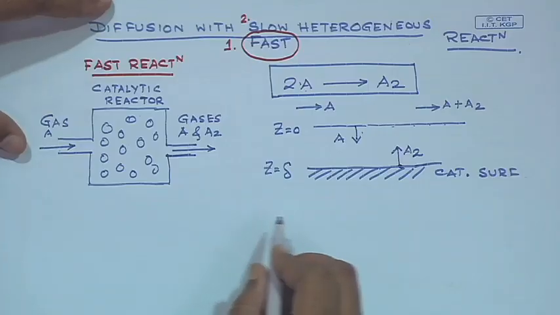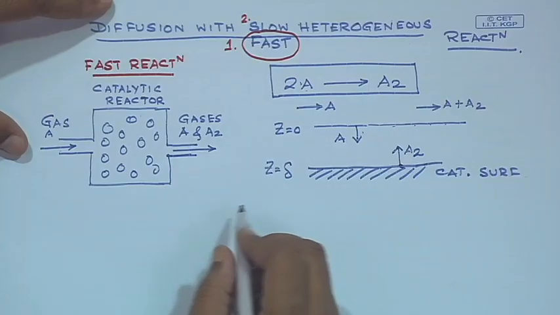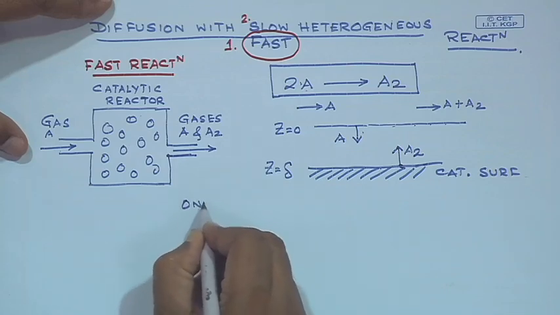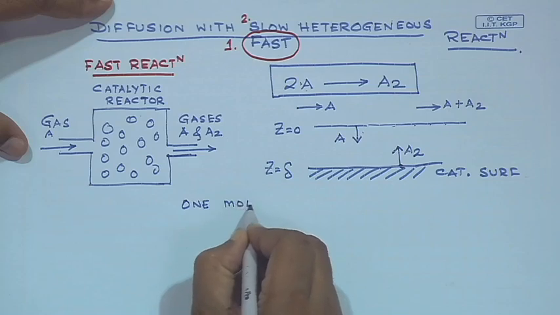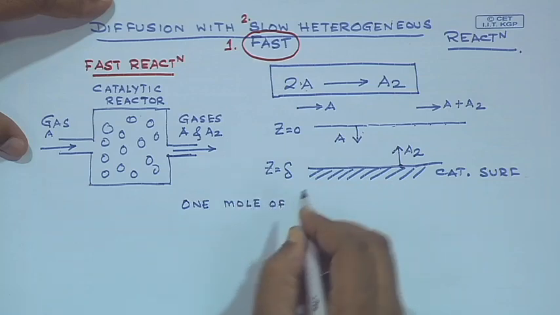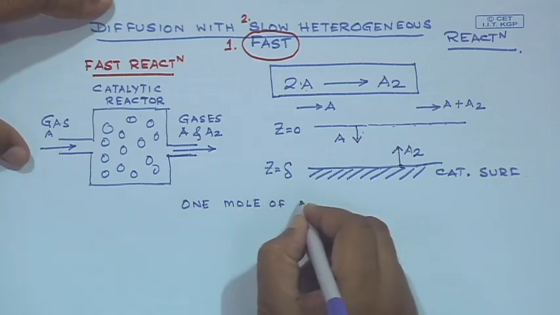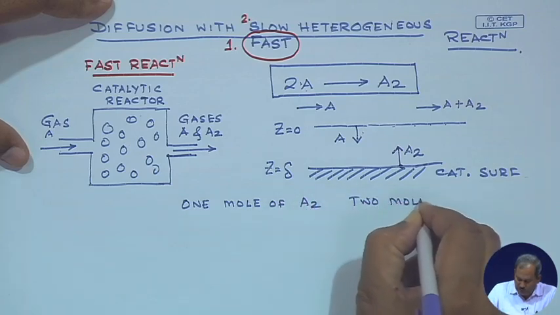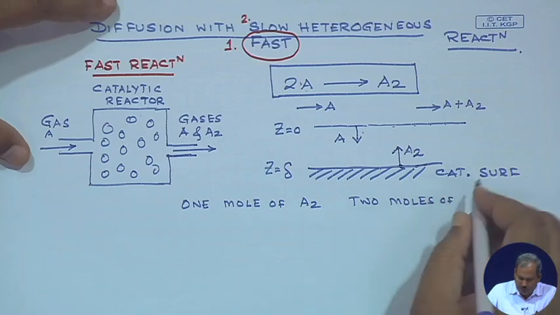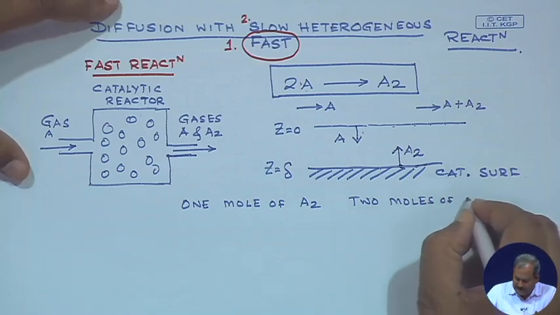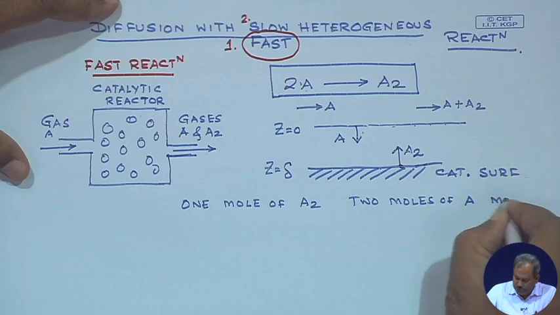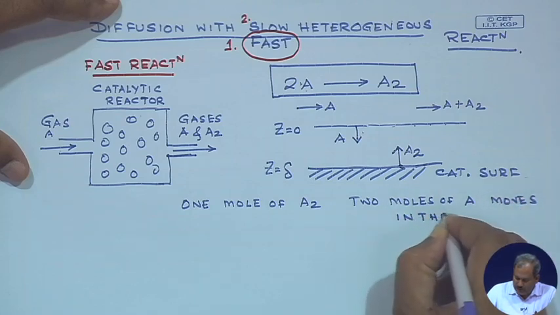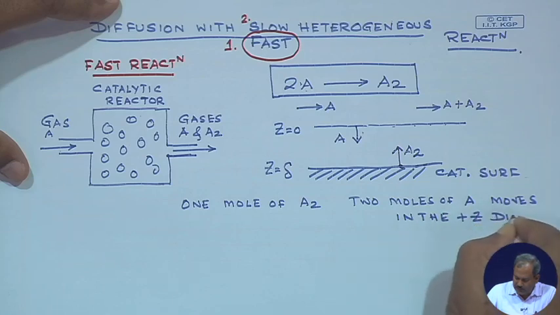So, we also know that for each 1 mole of A2, 2 moles of A move in the plus Z direction.